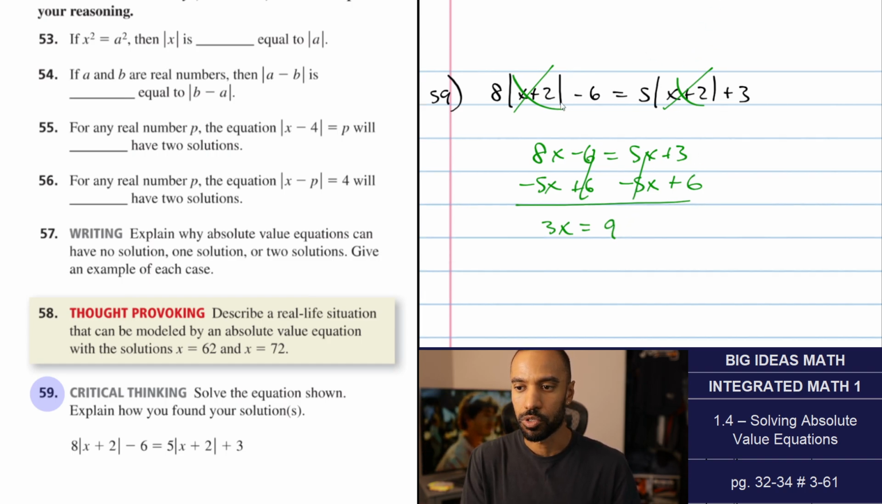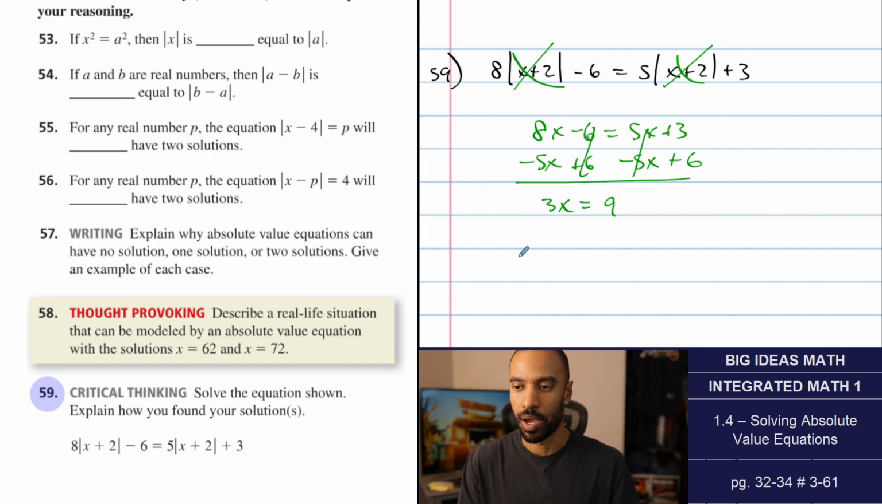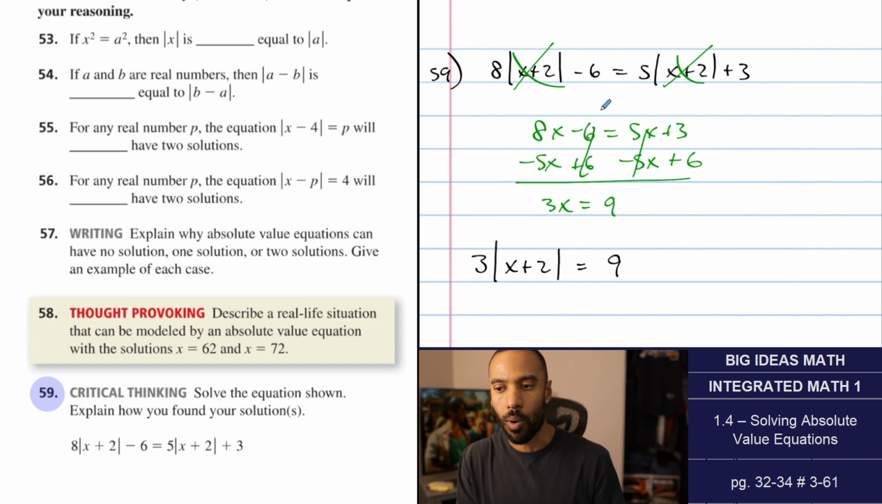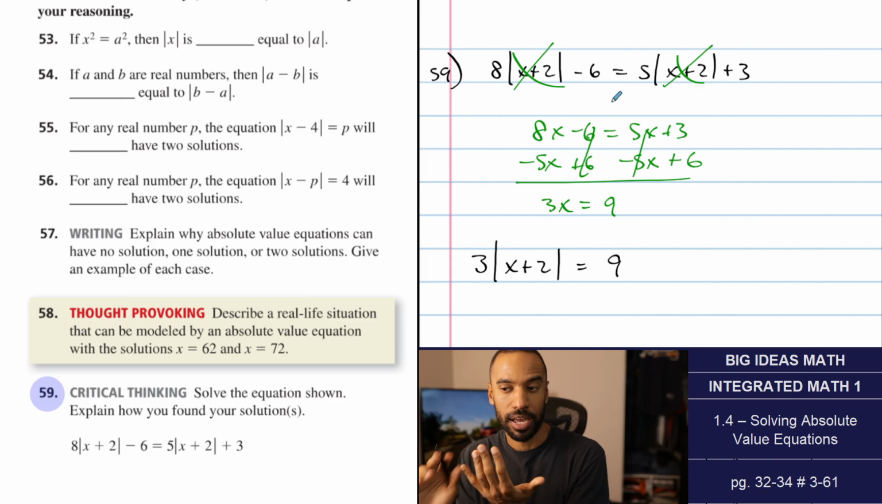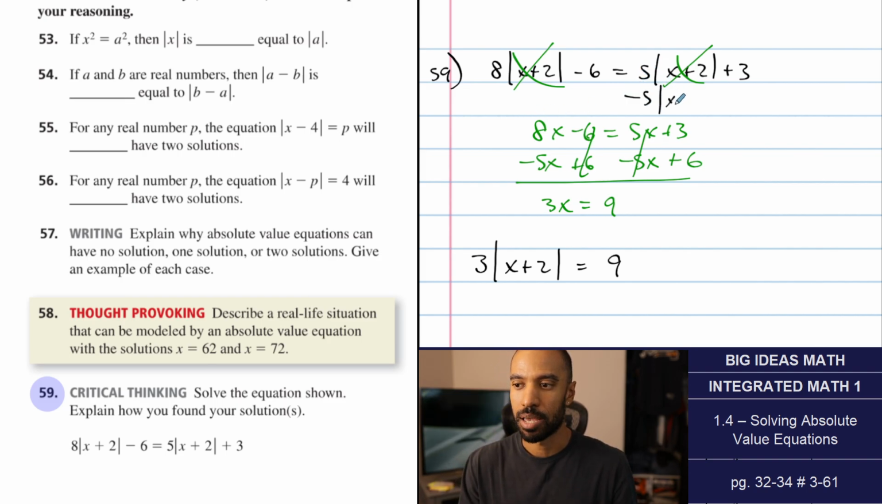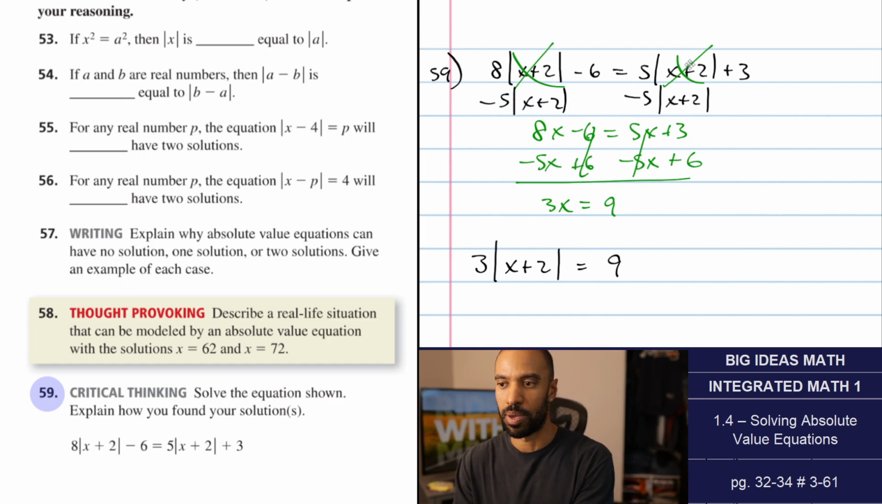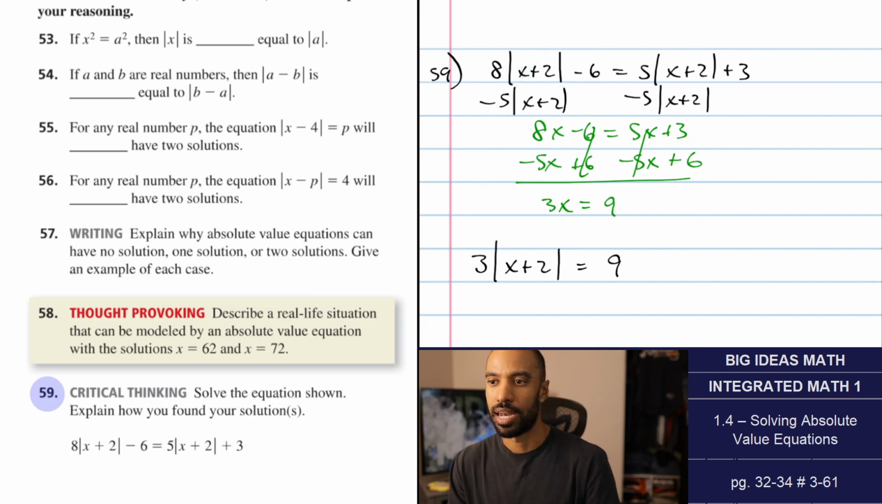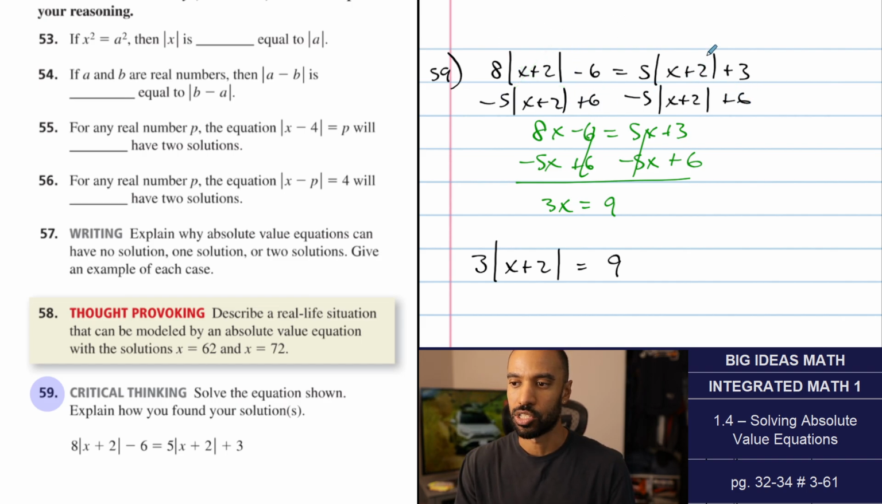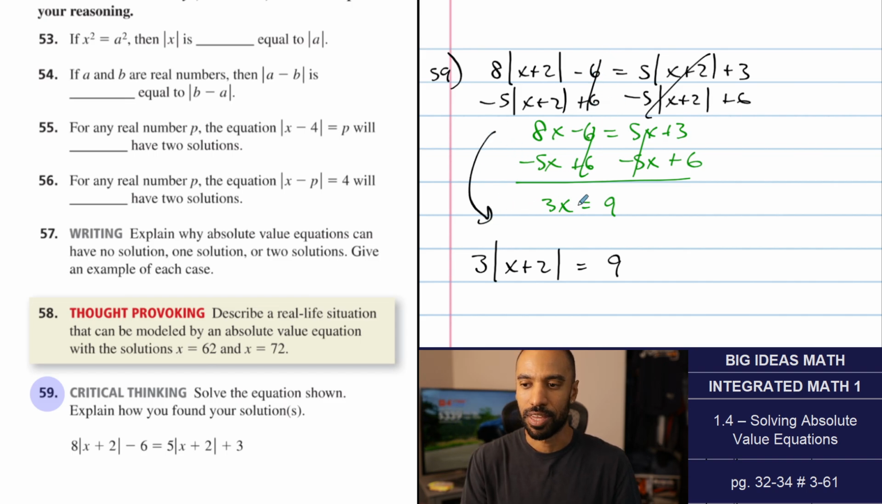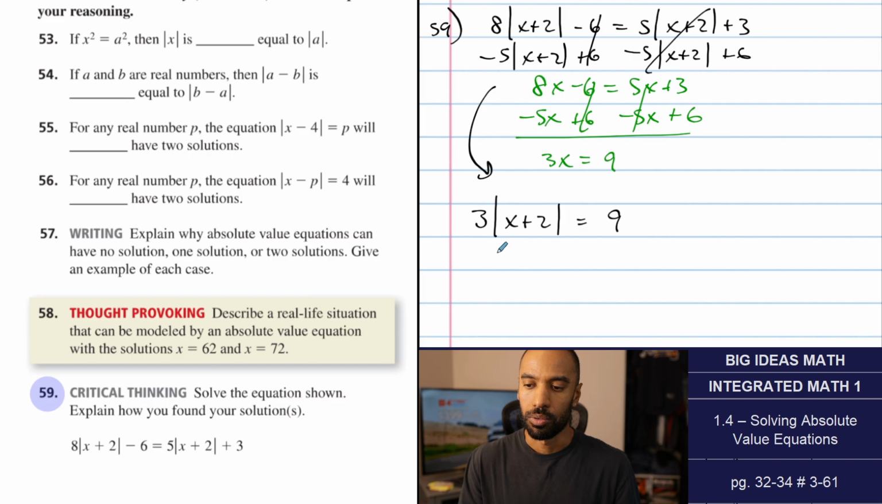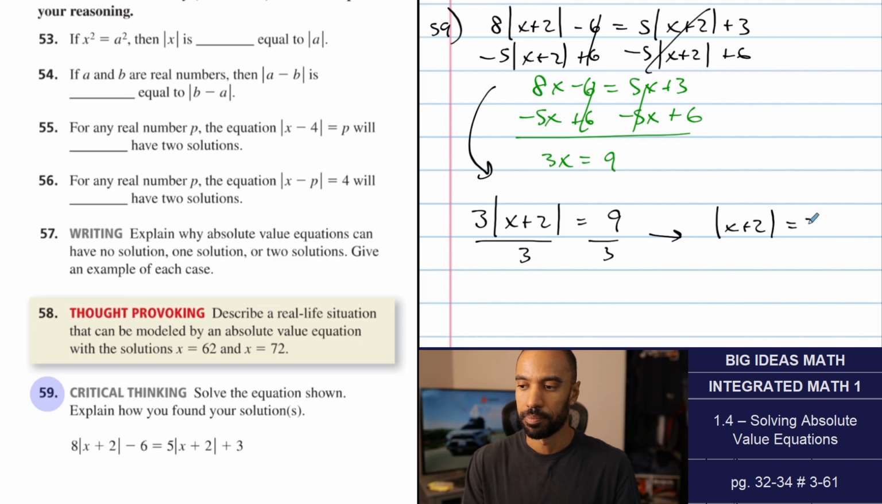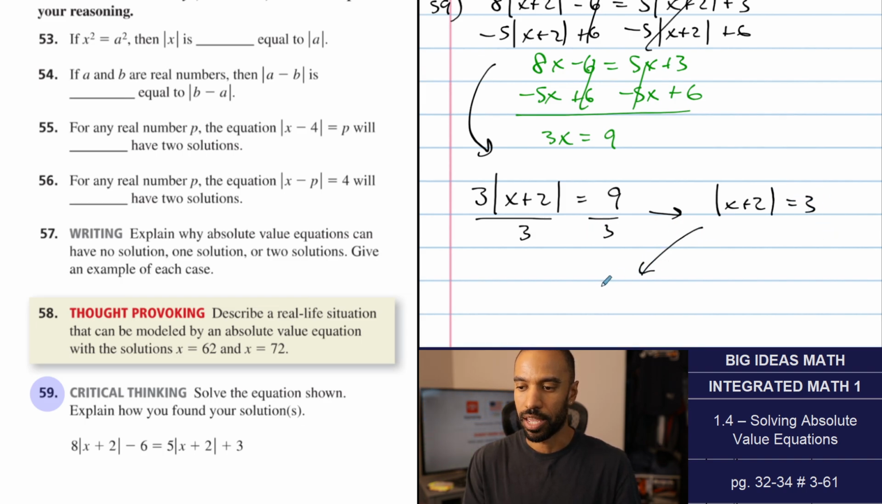Now in this scenario, that thing was just a big x. Let's replace that big x with the absolute value of x plus 2. We're treating it as a single quantity. I subtract 5 times the absolute value of x plus 2 from both sides, and it still works the same way as combining like terms. I still add 6 to both sides. So we have this, and now we can solve as we did. Divide both sides by 3. We get the absolute value of x plus 2 equals 3. And then x plus 2 either equals 3 or negative 3.